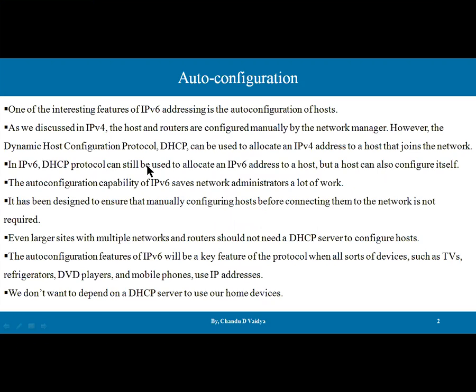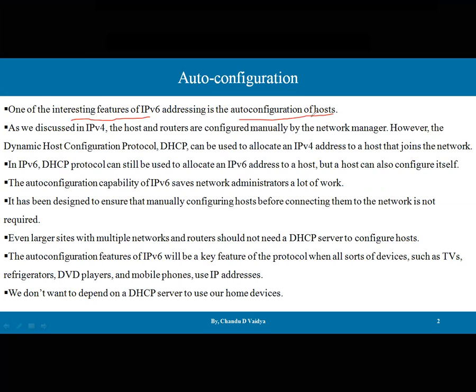So the very first question: what do you mean by auto configuration? One of the interesting features of IP version 6 addressing is the auto configuration of the host. Auto configuration of the host means the host is getting the IP version 6 address for communication. That is what auto configuration is.